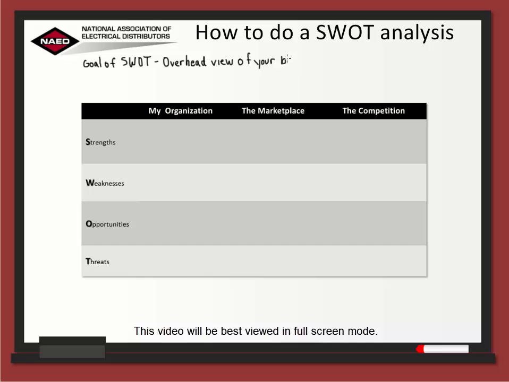A SWOT analysis can also be done for each product or product group that your organization markets. So in this demonstration, we will perform a SWOT analysis for a product, an arc fault circuit interrupter. This common part can be easily overlooked on many orders.